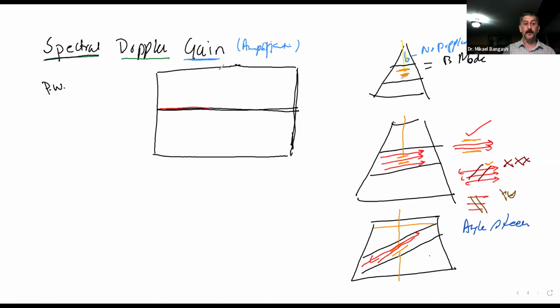Okay, so right now, what we have is that there's no spectral Doppler shift. We mainly mean that we have no graph.